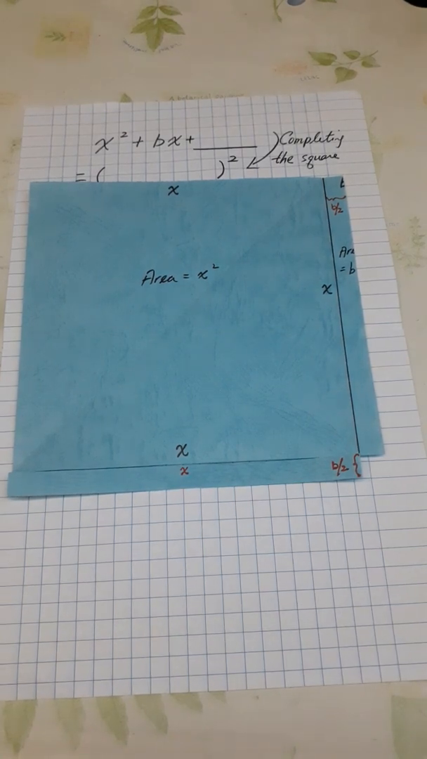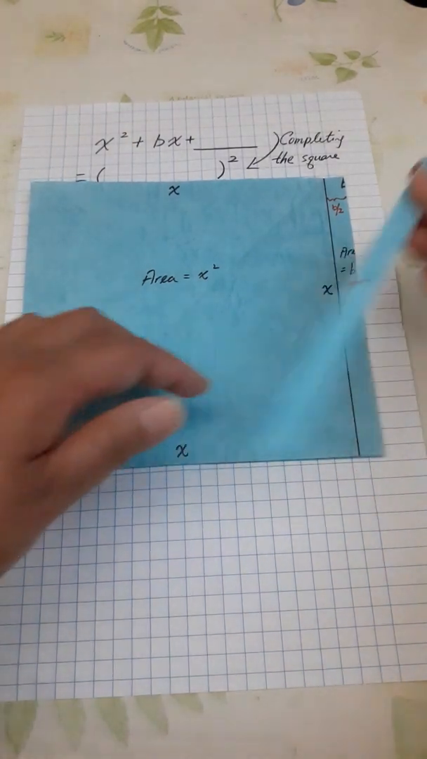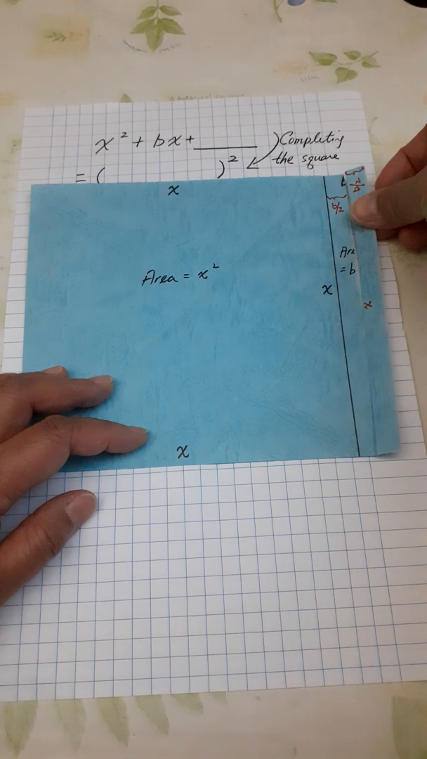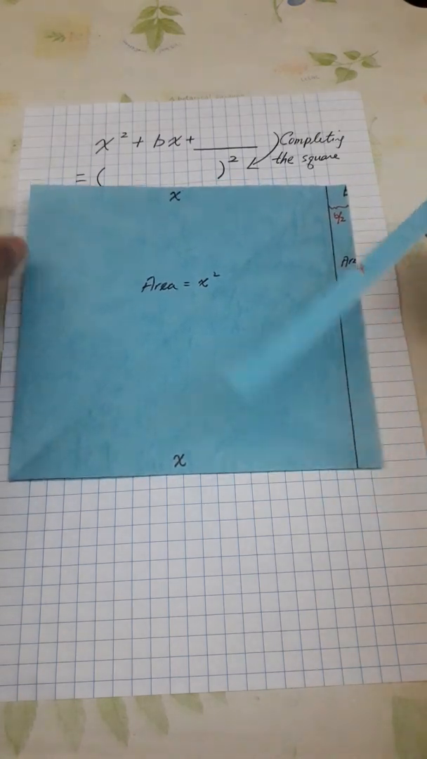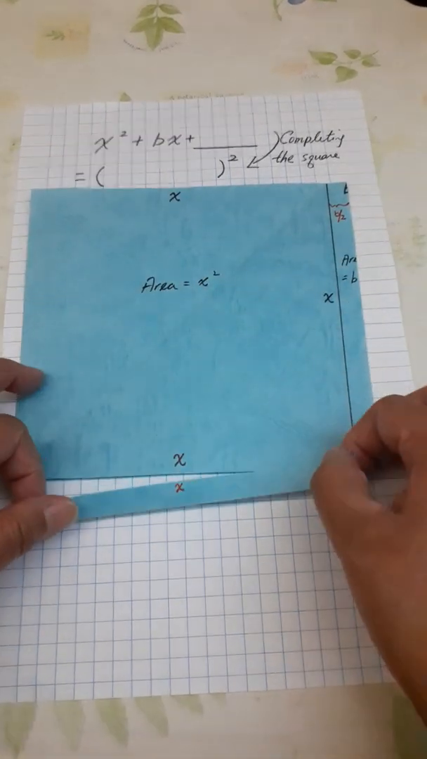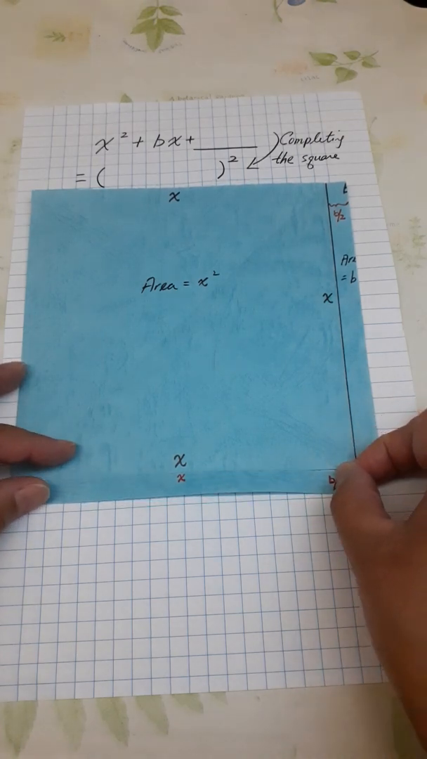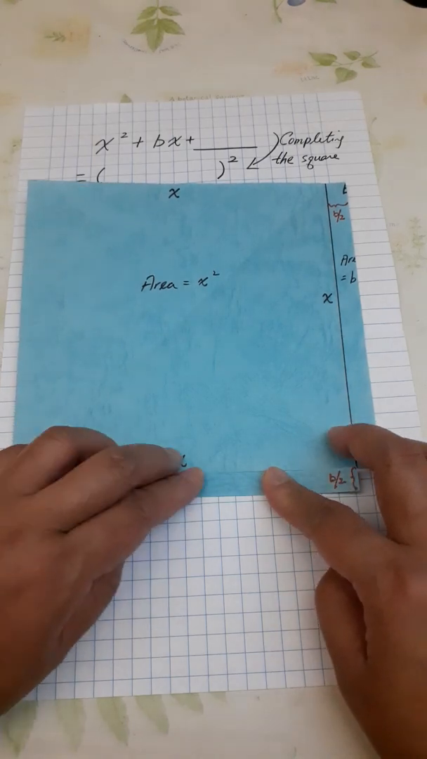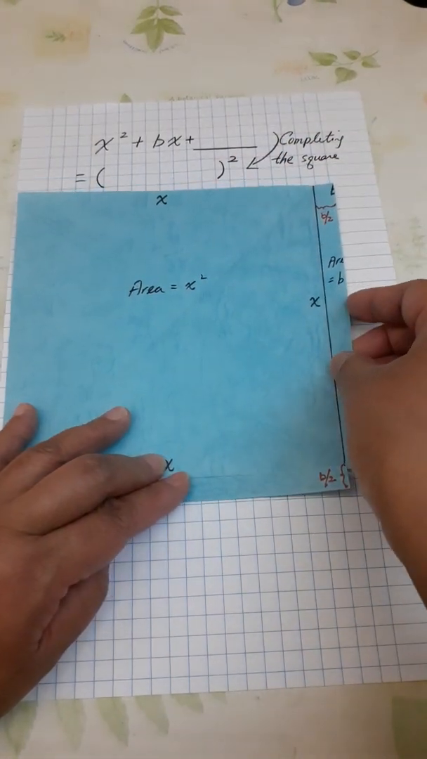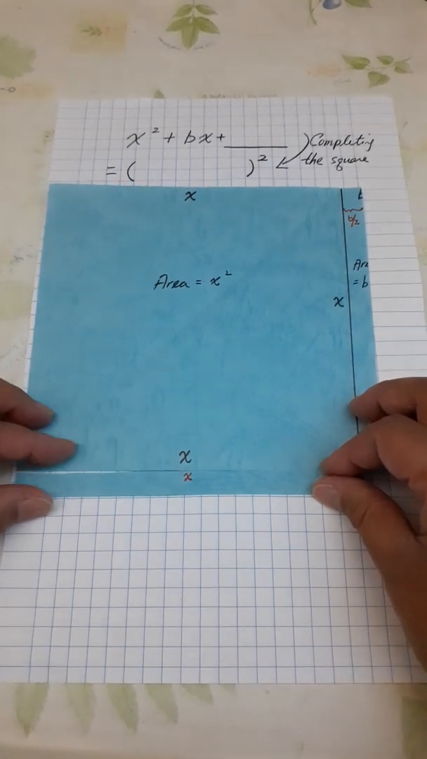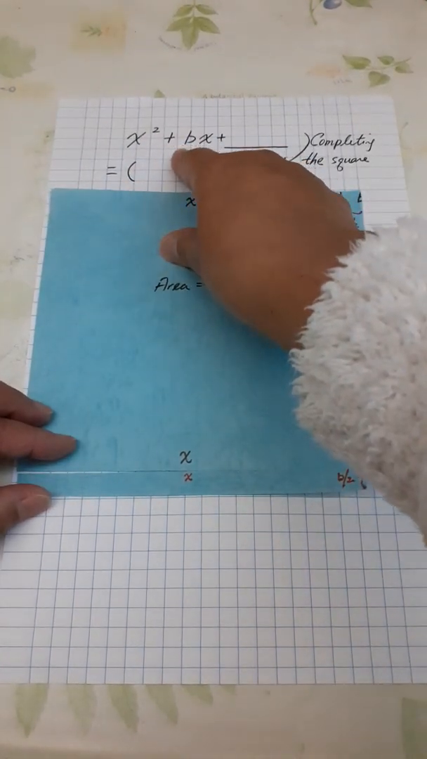Then I form another polygon, okay? And the area is just the same because I'm using the same piece of paper. The area is just the same as this one before cutting, right? It means if I cut this part out and move this piece of paper here, the area of this polygon is still x squared plus bx.